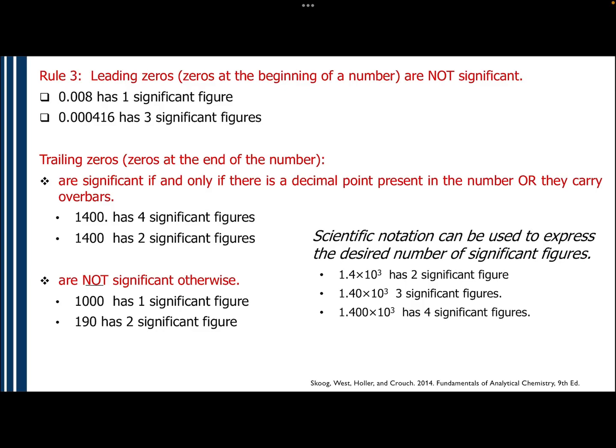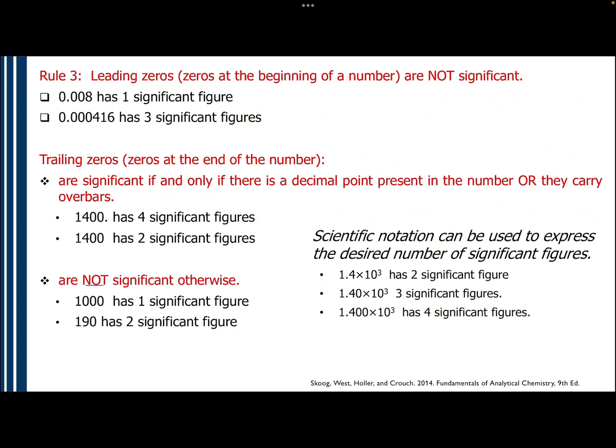Leading zeros, the zeros at the start, are not significant. So for example, 0.008 has only 1 significant figure. 0.000416 has 3 significant figures. Trailing zeros, the zeros at the end of numbers, are significant only if there is a decimal point. So for example, 1,400. with a decimal point has 4 significant figures. But 1,400 has 2 significant figures. So again, 1,000 has 1 significant figure, and 190 has 2 significant figures.